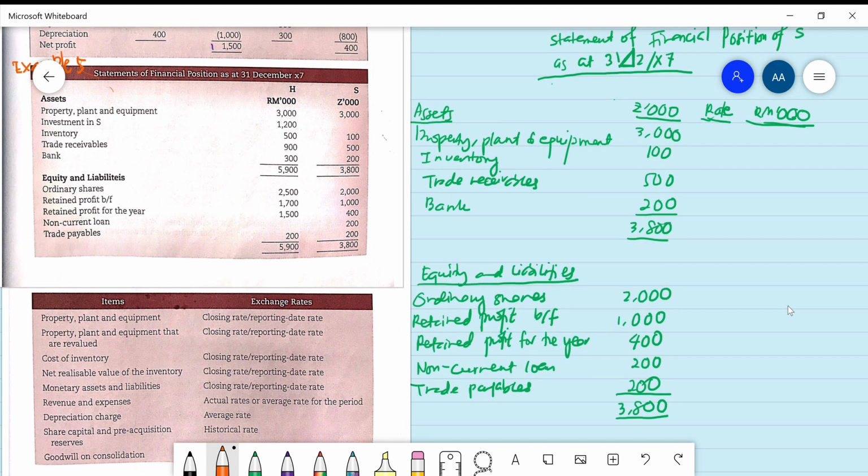Okay, so for property, plant and equipment, we will use the closing rate. If you look at example 4, the closing rate is on the 31st December. The closing rate of Z is 2, so we translate at 2.